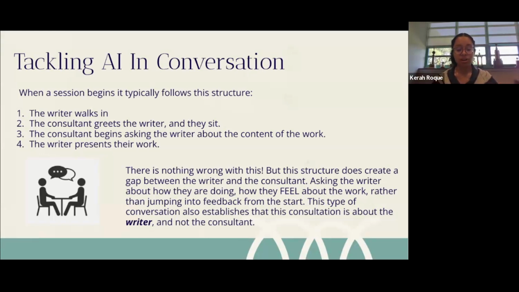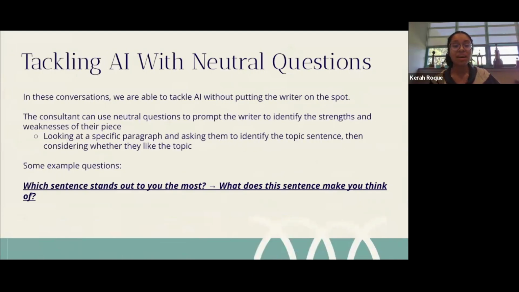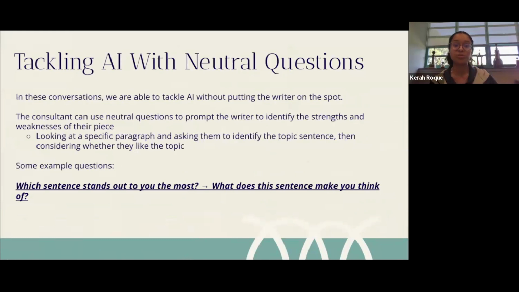Think of it like forming a friendship, because not only can establishing this relationship help the writer feel more comfortable sharing their writing, it can also help them trust you with future assignments as well. This is especially important with personal creative writing and college essays, something I have especially seen in my own sessions. Tackling AI with neutral questions. In these conversations, we are also able to tackle artificial intelligence without putting the writer on the spot.